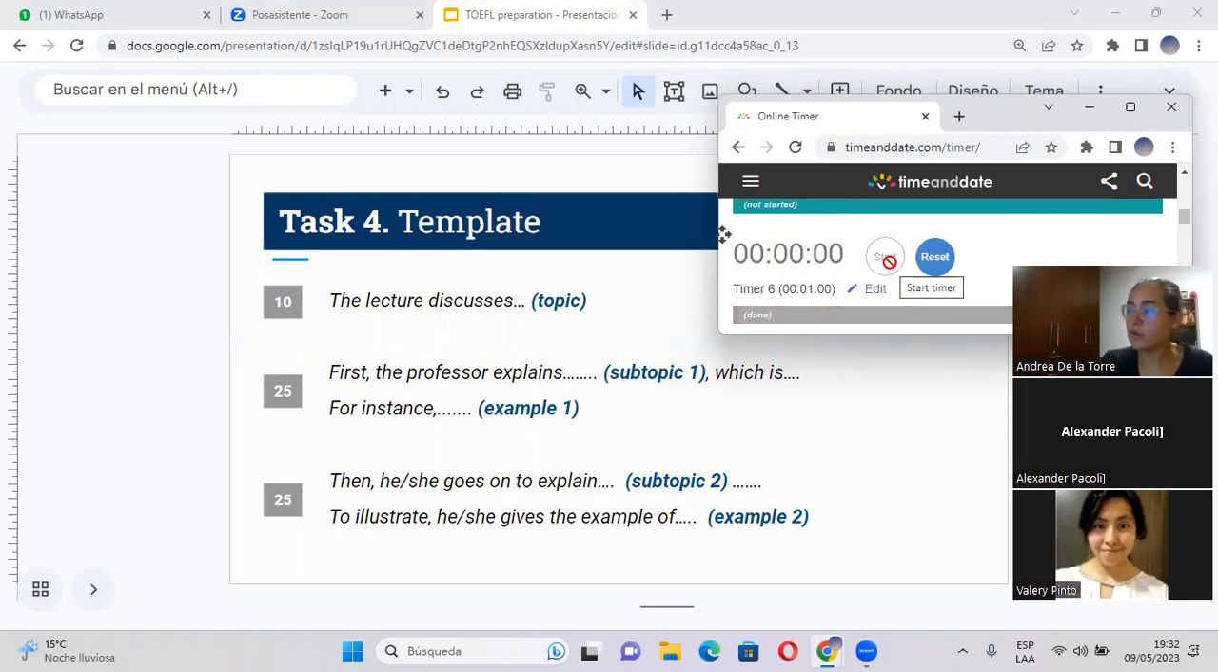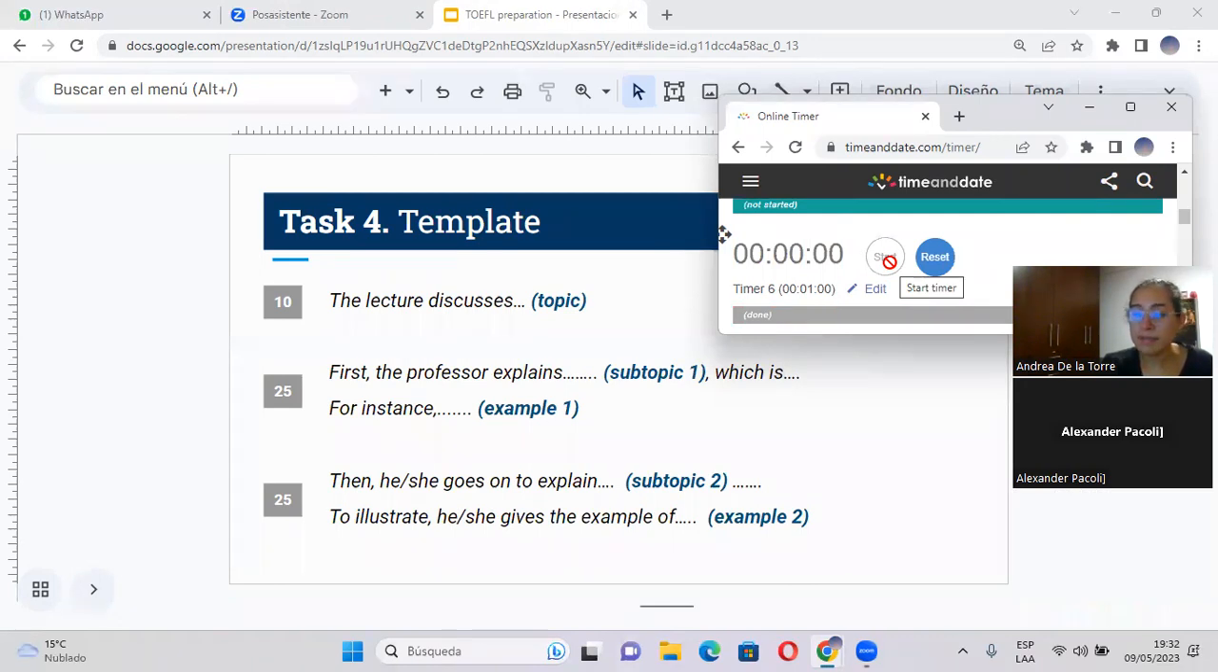Right? So that is an example of the response in this case. Basically, I tried to do everything I told you. I tried to organize my time like that: 10 seconds in the introduction, 25 for the first subtopic and first example, another 25 for the second one. I did use the template, although I accommodated it to the response as well, right?